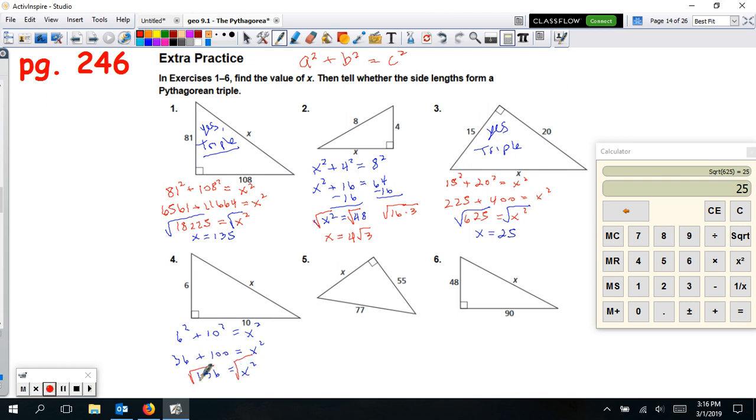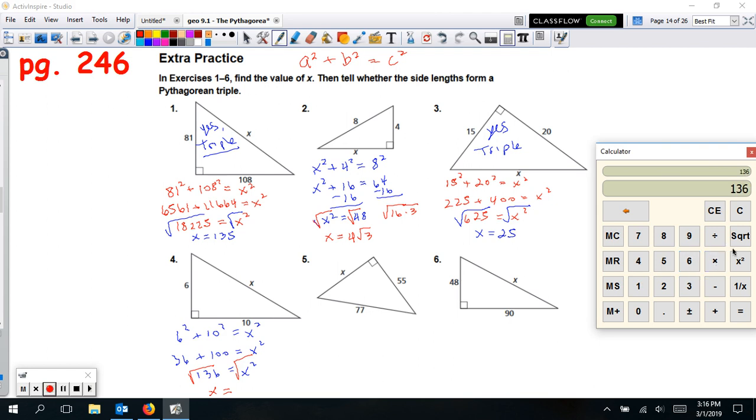So the square root of 136, that is not a perfect square. 144 is, 121 is, but 136 is in between that. So we might want to look for what we can break this apart into. So what perfect squares would go into 136 is what we're looking for to figure out what x equals as a simplified radical. So for 136, you might want to try it on the calculator.